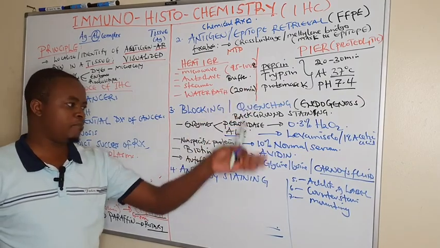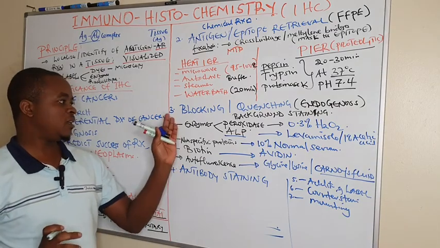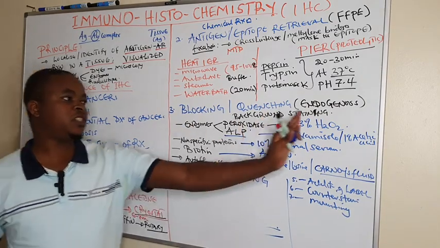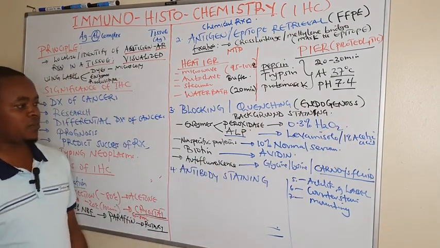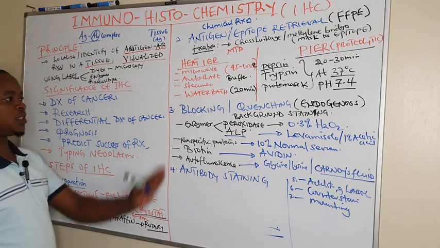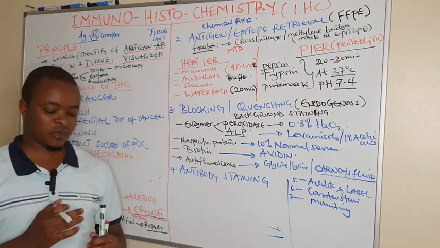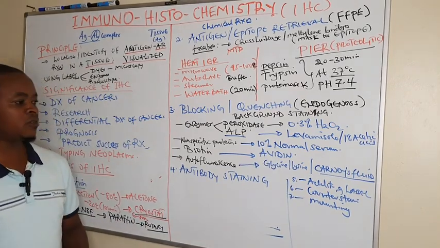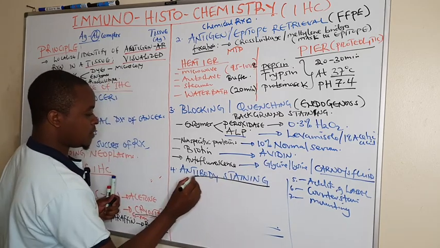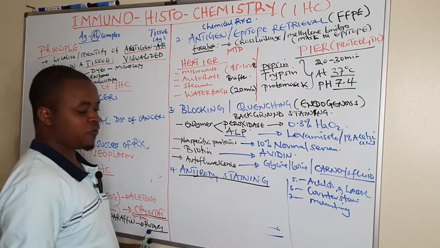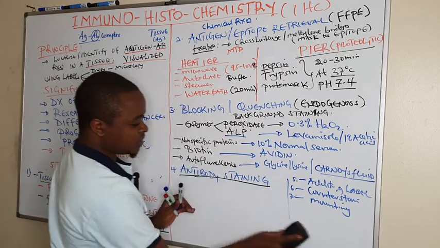So these are multiple choice questions. You must master these: the endogenous substance and which chemical we use to block it. These are very important to master as a student. So this is what we can say about blocking, and the major aim is to prevent background staining. After looking at this, now we are going to look at antibody staining, after we have retrieved and blocked the endogenous substances.